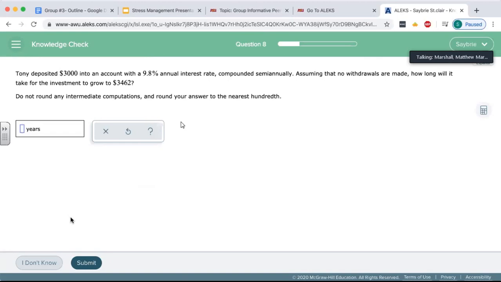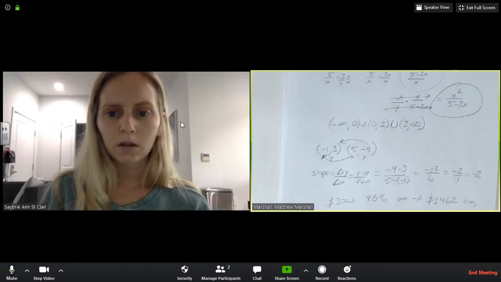Okay, compound interest. Let's see, let's write those numbers down. So 3,000, 9.8%, semi-annually, 3462. How long? All right, you ready? This can be a good one. We'll see. I think I remember how to do this one.